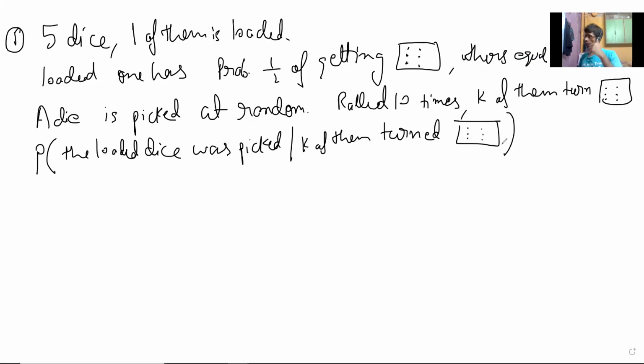Yes, so the interpretation of the question is: how many times k should six come up so that the probability is at least 9 by 10? You assume that 6 came up k times, then you find the probability that it was a loaded die, given this condition. Let's just calculate this probability, which you want to be more than 9 by 10. Does everybody agree with that?